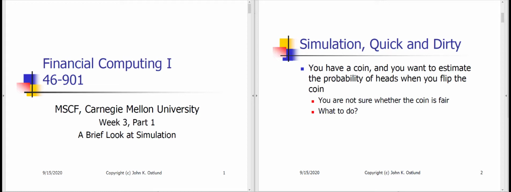Okay, so let's suppose that we have a coin and we want to know what the probability is that we're going to get heads when we flip this coin. We don't really know at this point whether the coin is fair. Maybe it's a weighted coin so that it's much more likely to get heads or tails. Maybe it's a phony coin and only has 2 heads on it. So what do we do to figure out what the probability is of getting heads when we flip this coin?